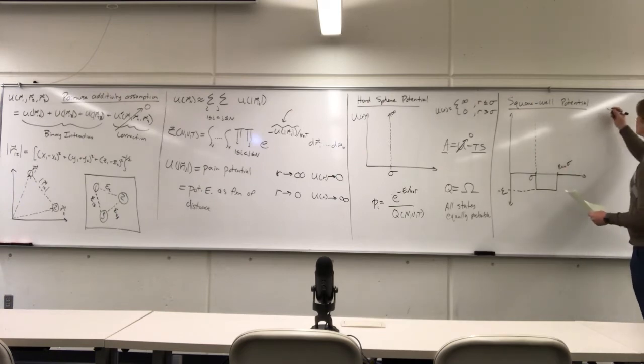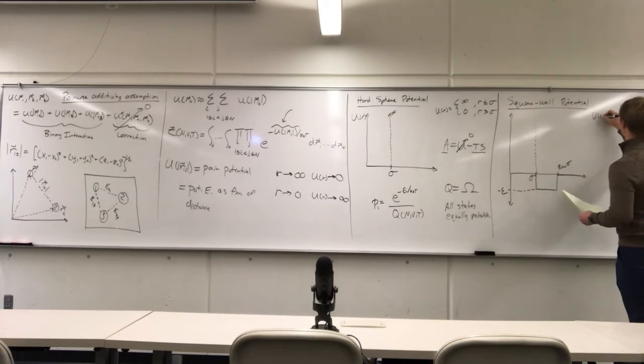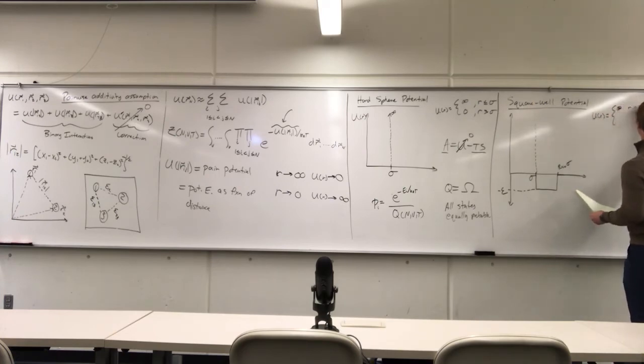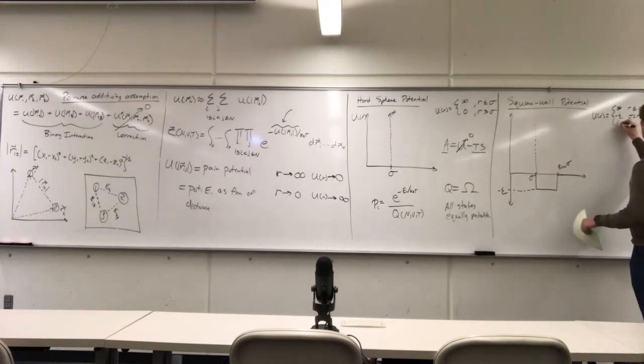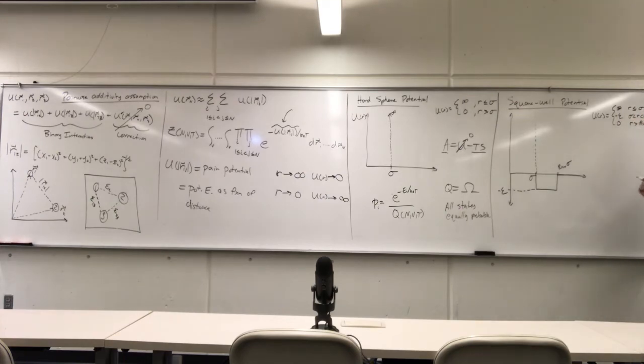So if we were to write this one in terms of its pairwise function, this would be equal to infinity for r less than or equal to sigma. It would be equal to negative epsilon between sigma and r squared. Well, sigma is just some parameter, just scaling how big this box is. And then beyond that, it would be 0 for r greater than r squared, well, sigma. These are just parameters.